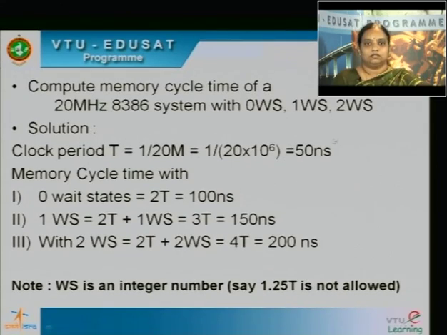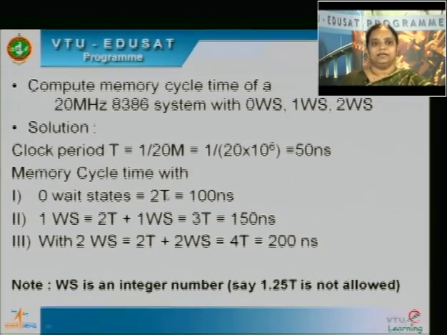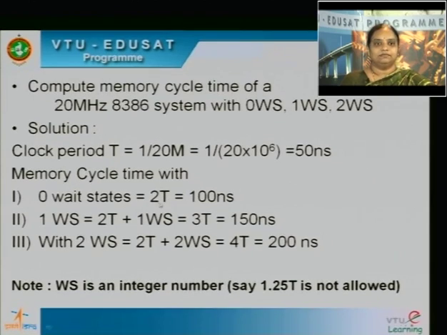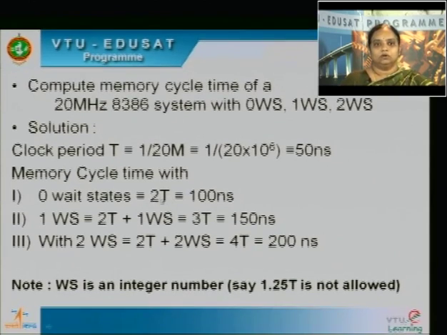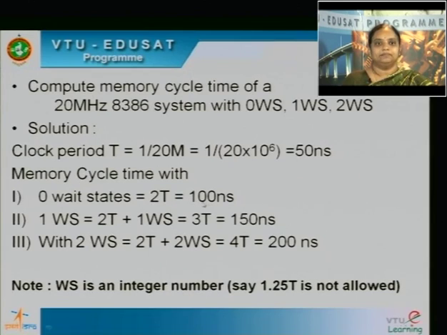So each clock time is 50 nanoseconds. The memory cycle time with 0 wait states needs a minimum of 2 clock cycles: 1 clock cycle to put the address on the address bus, and another clock cycle to read the data from the data bus. So if we have 2 clock cycles, what is the time taken? Time taken is 100 nanoseconds.